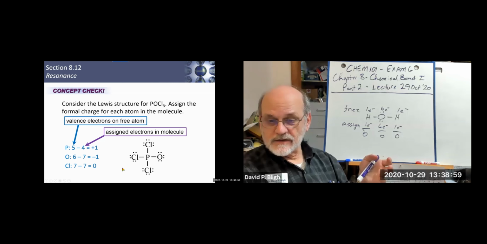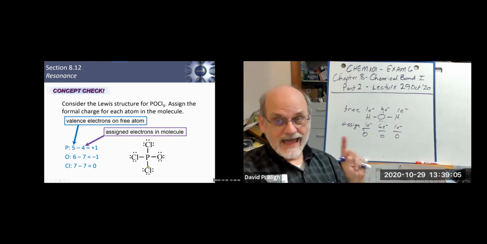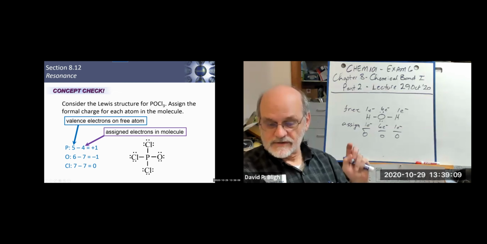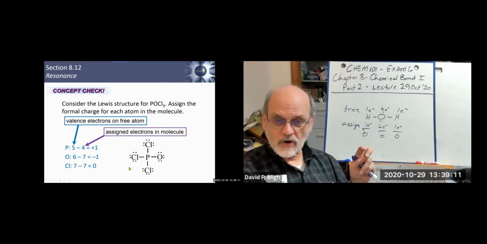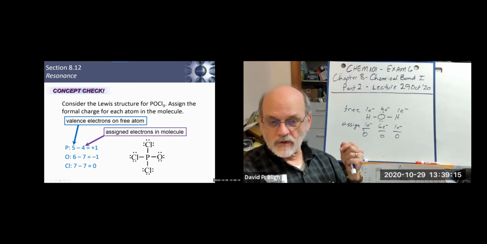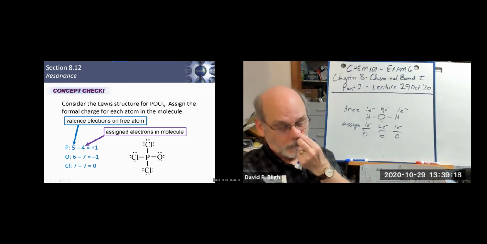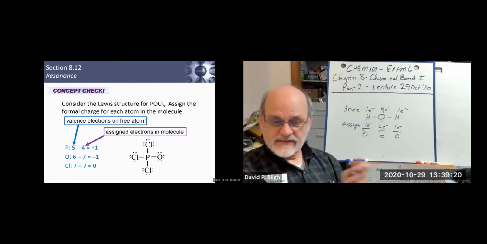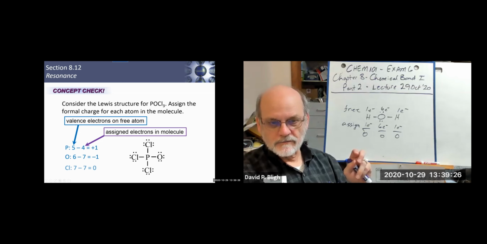Chlorine is 2, 4, 6, 7. It only gets dibs on half of a bond. So 7 minus 7 is 0. So the formal charge on phosphorus is +1, oxygen -1. All the chlorines are the same, 0. And that's not bad. That does tend to minimize the formal charges.